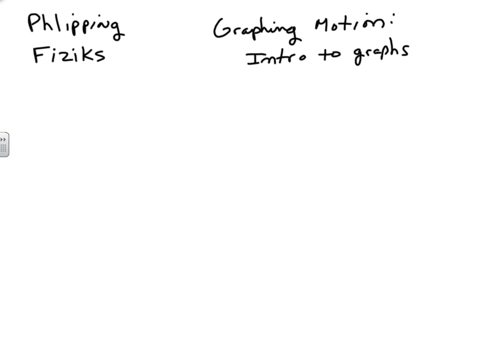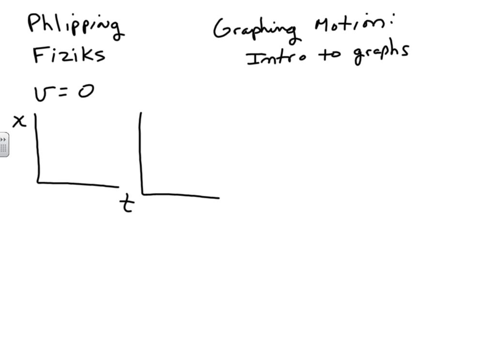Graphing motion. This is a little bit of introduction to graphs. So let's start with the first one. How about v equals 0? What would the graphs look like if you have v equals 0? We're going to have three graphs. We're going to have displacement versus time, velocity versus time, and then the other graph, acceleration versus time. So those are the three graphs we're going to talk about. Okay? So I want you to graph all three of these.